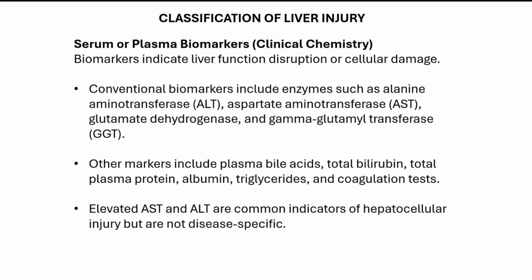So, now coming to clinical chemistry, serum or plasma biomarkers. Biomarkers indicate liver function disruption or cellular damage. Conventional biomarkers include enzymes such as alanine aminotransferase, ALT, aspartate aminotransferase, AST, glutamate dehydrogenase, gamma glutamyl transferase, GGT. Other markers include plasma bile acids, total bilirubin, total plasma protein, albumin, triglyceride, coagulation tests. Elevated AST and ALT are common indicators of hepatocellular injury but are not disease specific.